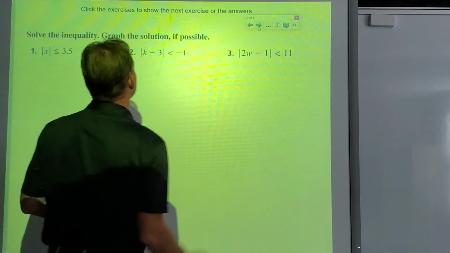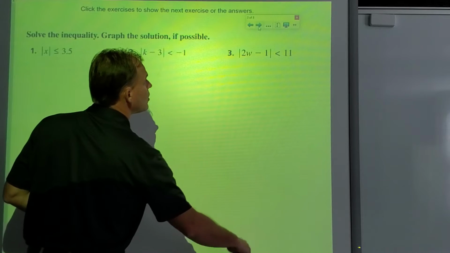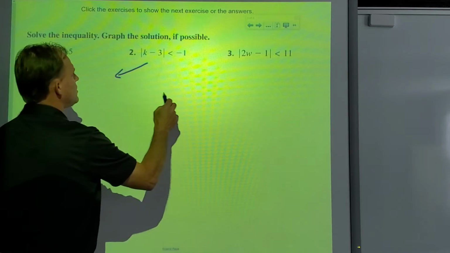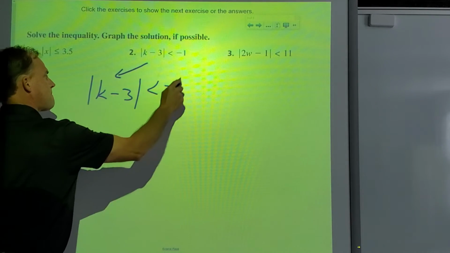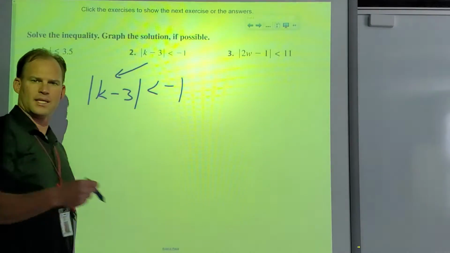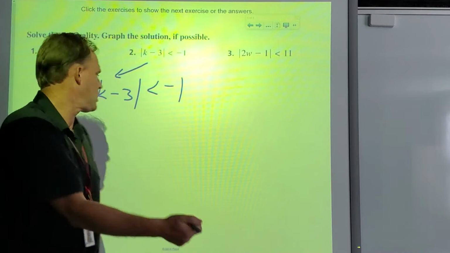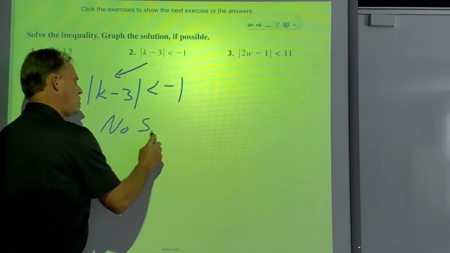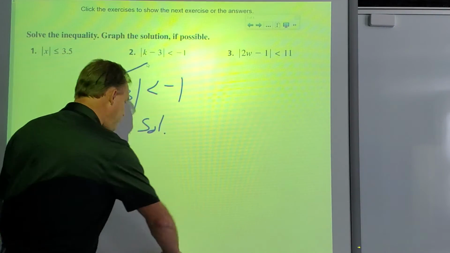So next, let's do number 2. And we just did that one. Same idea here. I'll write it down so you can read it. Absolute value less than -1. Can an absolute value be less than -1? Well, -1, less than, that's all negatives. No, right away, I know less than -1 is a no solution answer. Can't happen.